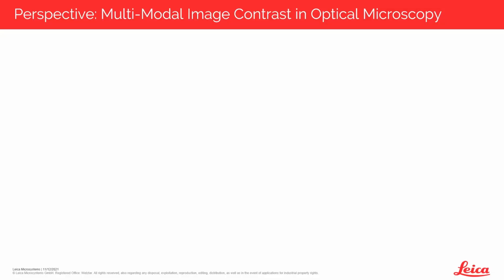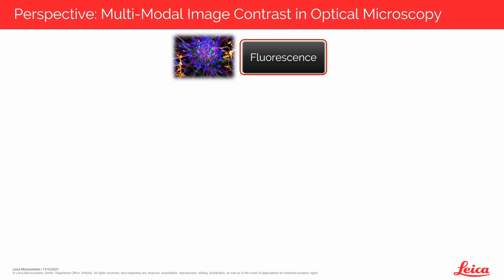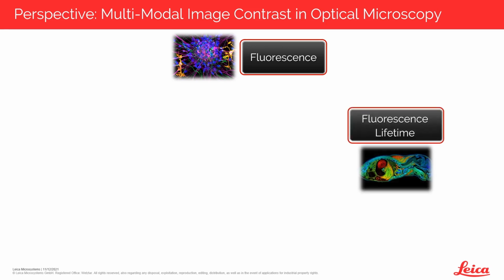To put this new label-free chemical contrast into perspective, let's take a look at some of the popular contrast mechanisms in optical microscopy. In fluorescence microscopy, contrast is typically achieved by labeling one or a few molecular targets with fluorophores. In this way, you can get a highly specific, but also a somewhat limited view of your sample. Now, fluorescence has more to offer than just intensity-based information. The lifetime of the fluorescence process provides additional functional information on your sample, and this is exploited in various biosensors.